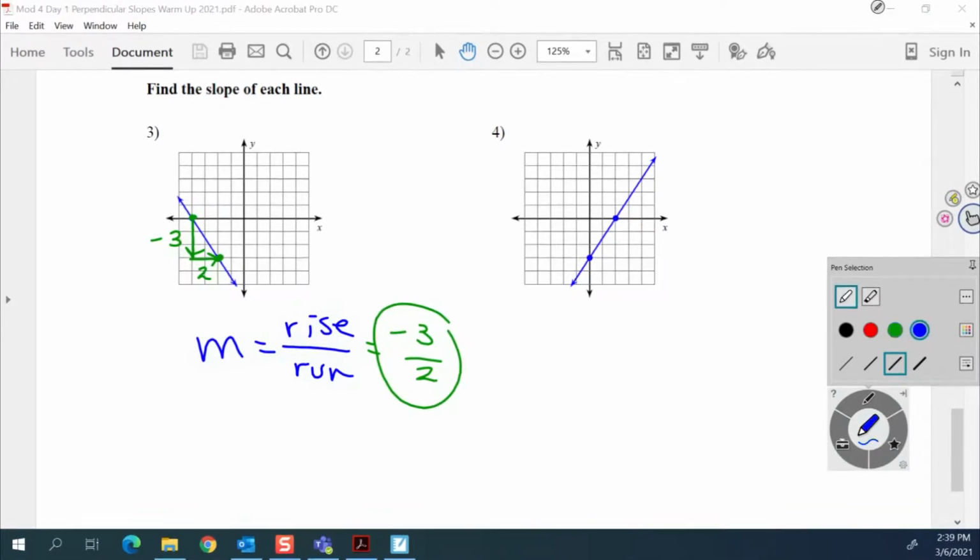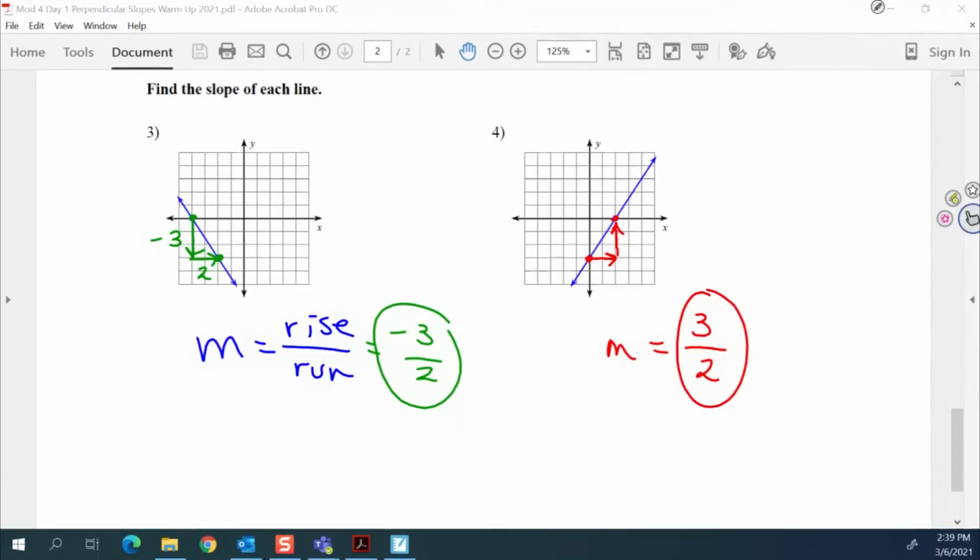And for this one, it's actually very similar, and I should have picked a different one, but it's just what I picked. The slope here from the left point to the right point, I'm going to run first, positive 2, and rise over run. So that 2 is in the denominator, and the rise is 3 in the numerator. So I have 3 halves as that slope. But you can just find the rise and the run.